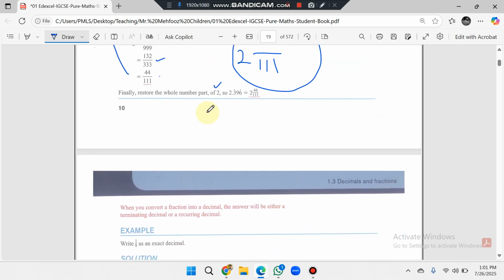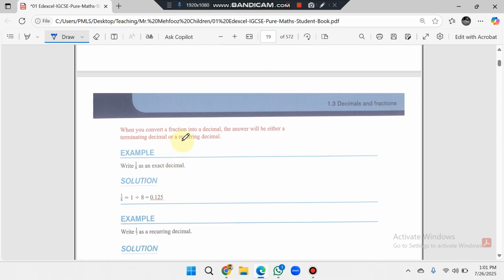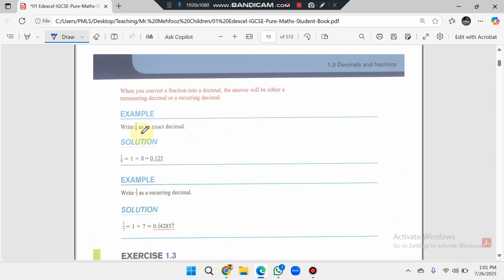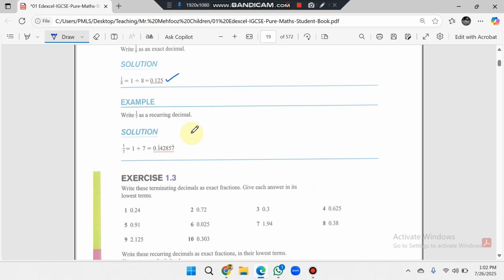Next one is, when you convert a fraction into a decimal, the answer will be either a terminating decimal or a recurring decimal. Write 1 over 8 as an exact decimal. So how can we write it? We divide 1 by 8, so your answer will be 0.125. Again, write 1 over 7 as a recurring decimal. When we divide 1 by 7, you can see that we get 0.142857 recurring. It means that after these 6 digits, the pattern will be repeated, okay?